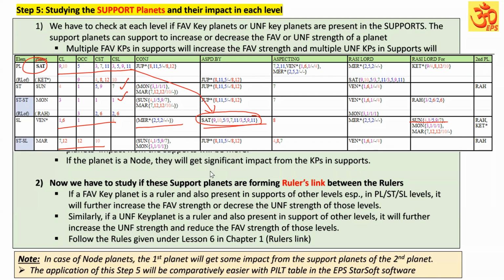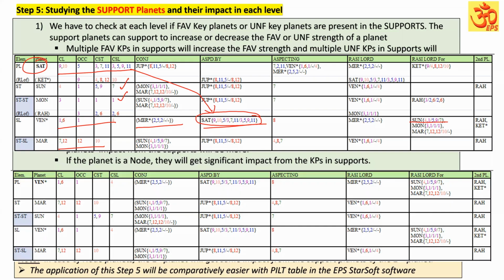You check the Venus planet itself. Here Venus is getting the Saturn support, and that Saturn is playing a role as the ruler. So that too is the source planet, so it is giving its ruler link. Now you can see Venus is the planet. It has got Saturn in its supports. Yes. But you can check whether Saturn is ruling any of the levels. No. Saturn is not the ruler of the Venus.